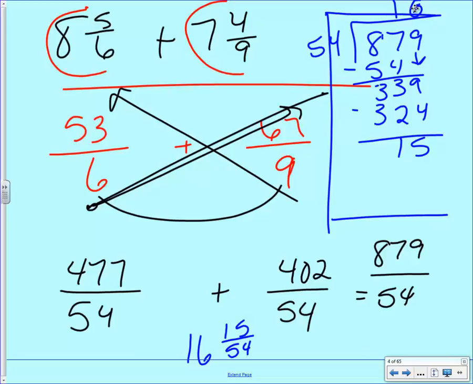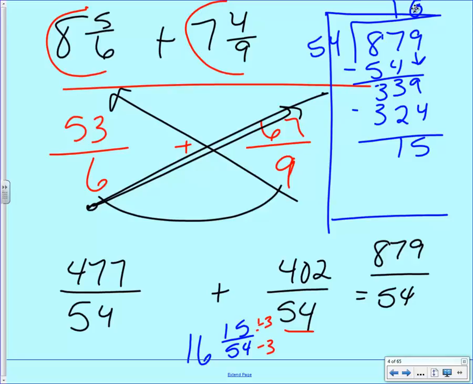This is my answer unless I can simplify this a little bit better. And so I'm asking myself, is there a number that both 54 and 15 both can be evenly divided by? And so I am trying to find, it looks like they both can be divided by 3.